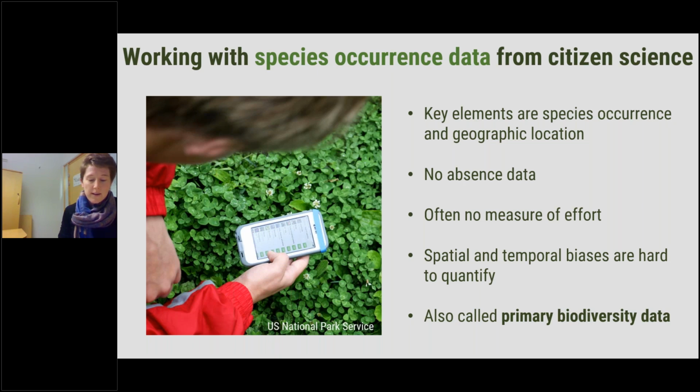Because of the unstructured nature of the data collection, spatial and temporal biases are hard to quantify. Of course, all data collection has some of these biases, but in more traditional data collection, it's a lot easier to understand and account for them, but it's harder with unstructured data. Then finally, in the literature, you'll see many names for this type of data. You might hear primary biodiversity data, or incidental sightings, or opportunistic observations, things like that.